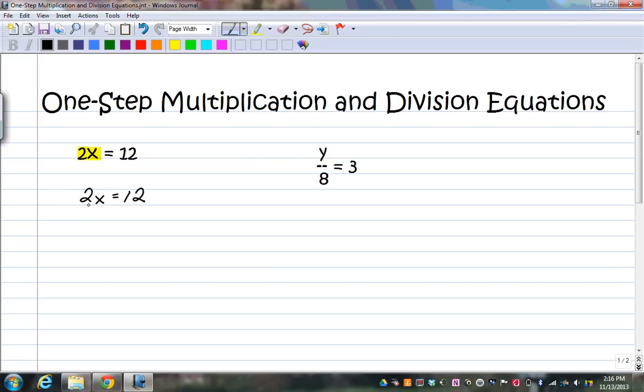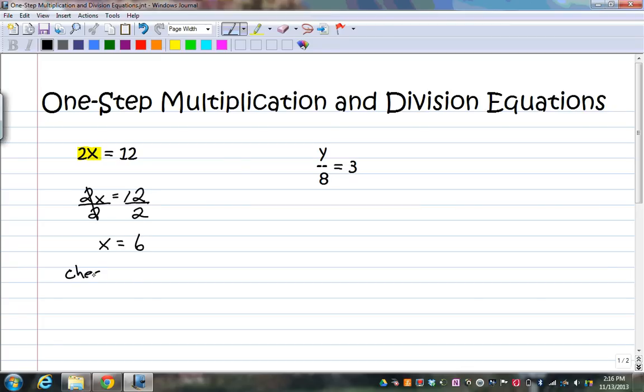Opposite of multiplication is division. So what we're going to do is we're going to divide both sides, because whatever you do to one, you do to the other, by 2. I wrote it like this because a fraction is the same thing as division. Then look what happens on the left. These simplify or cross out, leaving just 1 or 1x. And on the right side, I have 12 divided by 2, which is 6.